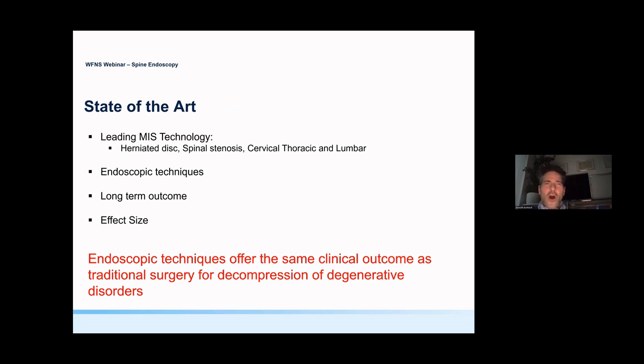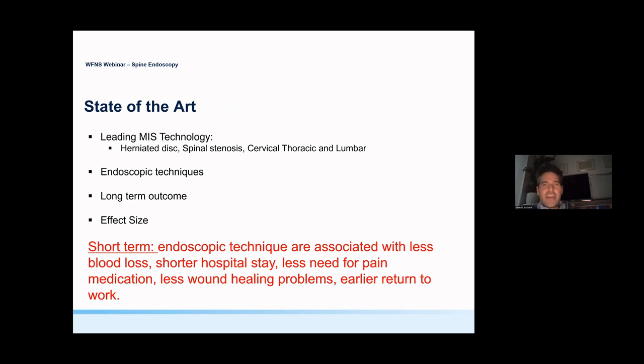So overall, if we look at the available clinical outcome data that we have so far, we know that endoscopic techniques offer the same clinical outcome as traditional microsurgical decompression for degenerative disorders in the short term. And that also has been published a lot: endoscopic techniques are associated with less blood loss, shorter hospital stay, less need for pain medication, less wound healing problems. I think this is the hardest selling point, let me phrase it this way, and early return to work.